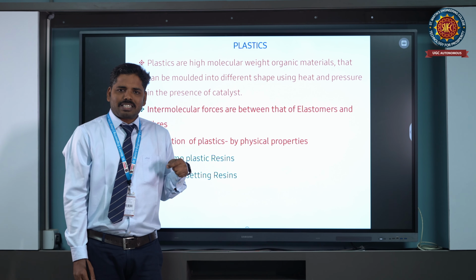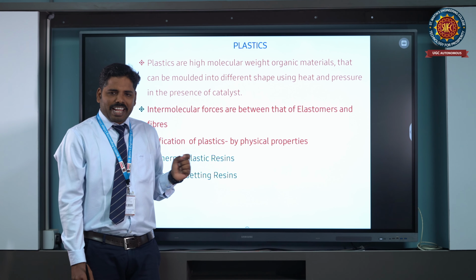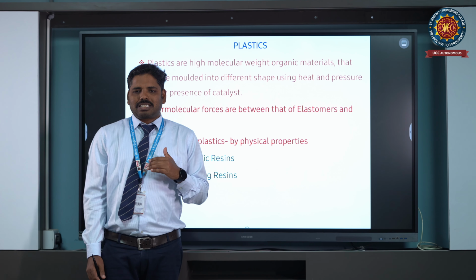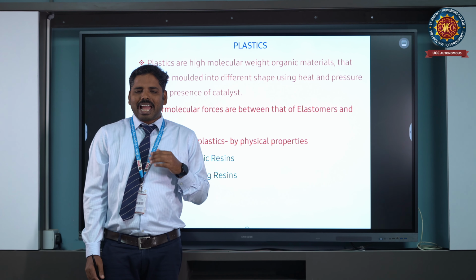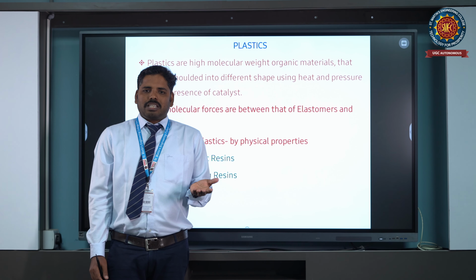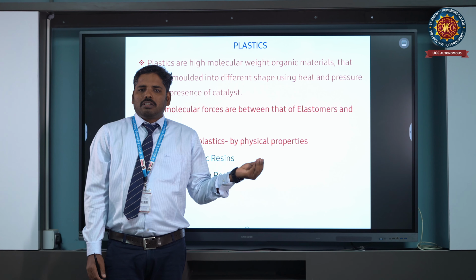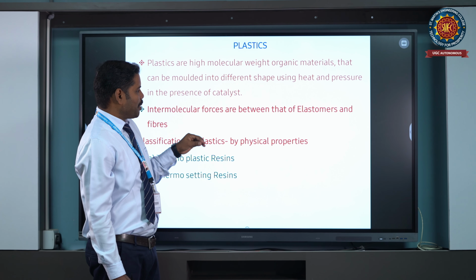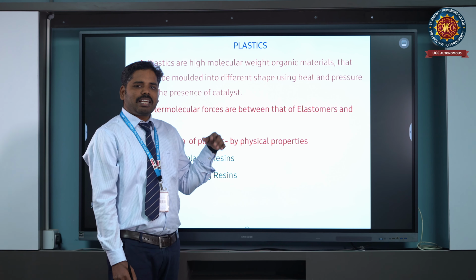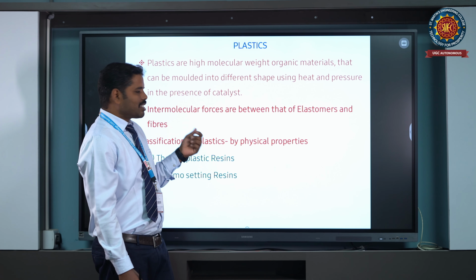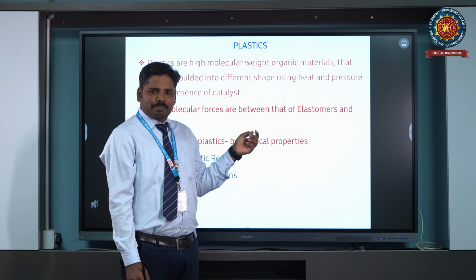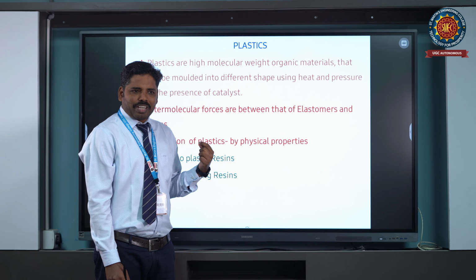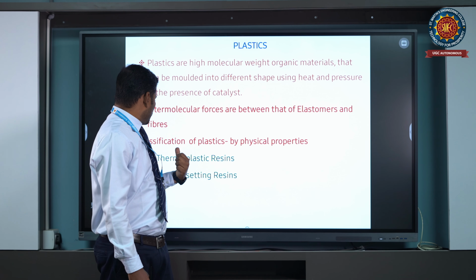First we discuss thermoplastic polymers. For example, nylon. How is nylon synthesized? Hexamethylene diamine reacts with adipic acid, followed by nylon 6,6. For example, regarding intermolecular forces, elastomers are nothing but rubber. It is a solid material with van der Waals forces, whereas fibers are strong materials with strong intermolecular forces within the molecules.